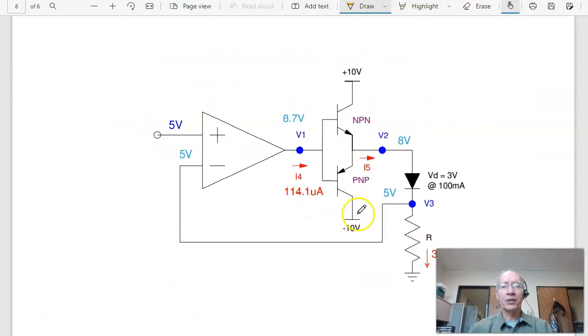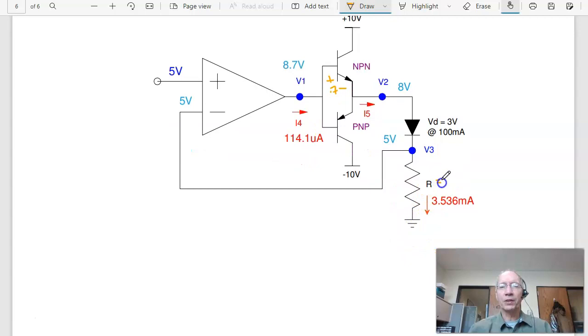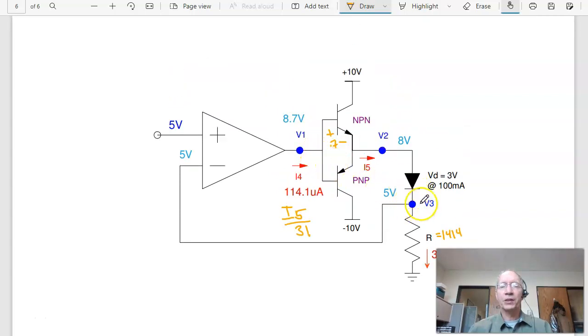And the last problem, if I take this wire and move it from here to over here, what happens is, with negative feedback, V plus equals V minus, V3 is now 5 volts. The diode is turned on, it's got a 3 volt drop across it, making V2 8 volts, plus 0.7. This is now 8.7 volts. The current, 5 volts over R, for me this is 1414 ohms, depends upon your birth date. For me it's 3.53 milliamps. This is the I5 over 31, 114 milliamps.